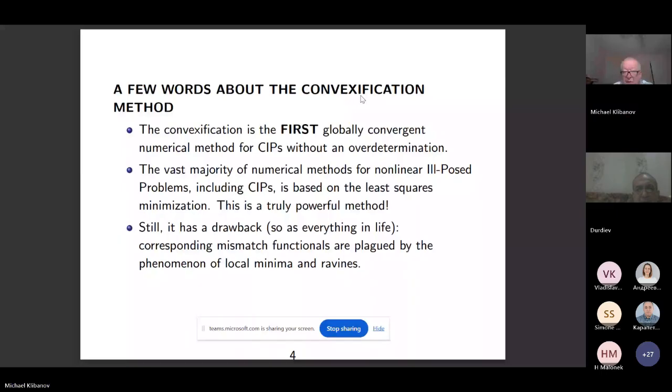This is the first globally convergent numerical method for coefficient inverse problems which works without overdetermination. The problem is that 99% of numerical methods for nonlinear ill-posed problems, including coefficient inverse problems, are based on least squares, okay? Least squares was introduced by one of the greatest minds in mathematics, Carl Friedrich Gauss in the 19th century. But being a super genius, Gauss well recognized that least squares works only for linear problems. Because as soon as you have a nonlinear problem, you cannot guarantee that your function is strictly convex, strongly convex. And therefore, you might have many local minima, and the solution is unreliable.